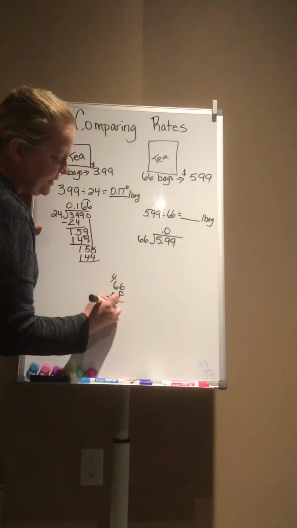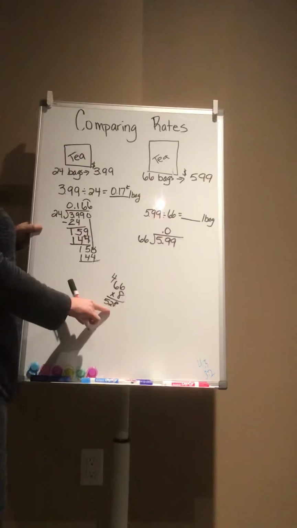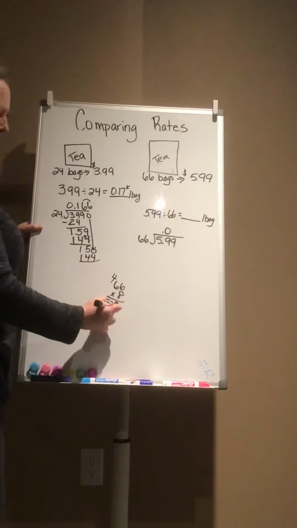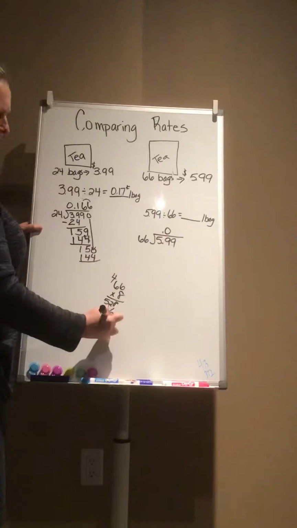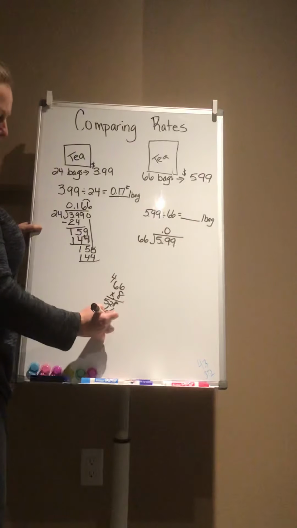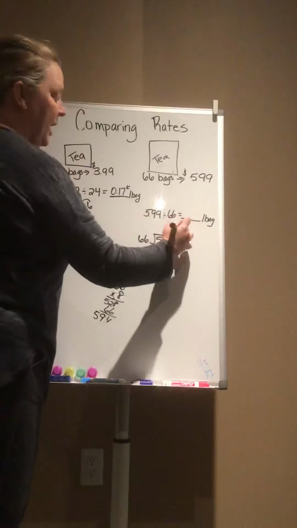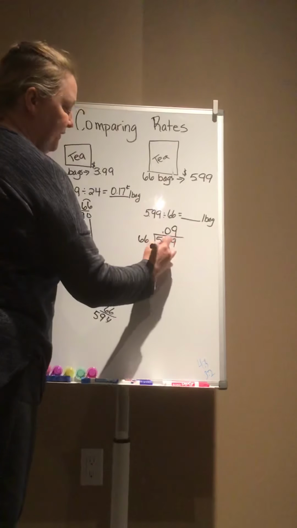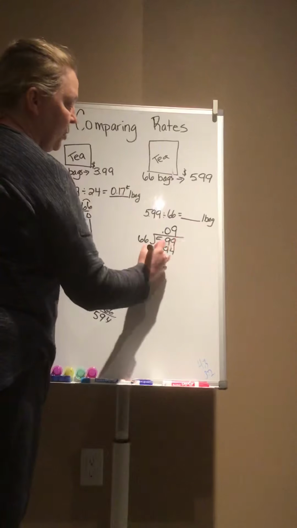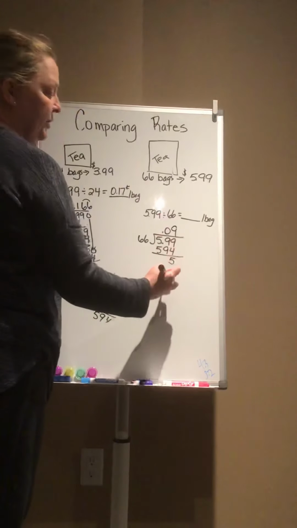I get 52. Can I add another 66 in there? Well, let's check it out. That's 4, 9, 5. All right, so it's 9. Gives me 594. And then I have a remainder of 5.